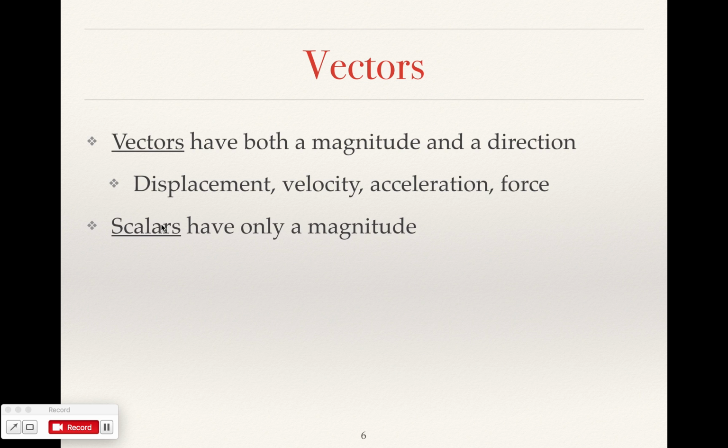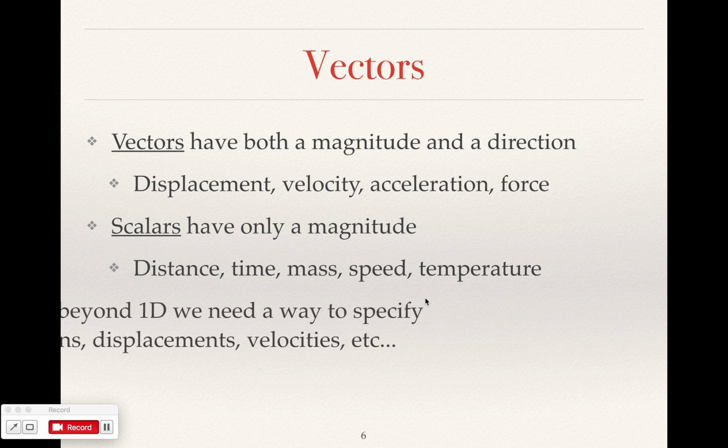Now, there are also lots of examples of things that don't have a direction. These are called scalars. Scalars only have a magnitude. Remember, displacement had a direction, but distance did not. Time doesn't have a direction. Mass, it doesn't make much sense to talk about a direction with mass. Speed, remember, is defined as a scalar, so velocity is the vector. And of course, temperature, it doesn't make a whole lot of sense to talk about temperature with a direction. So those are the scalars.